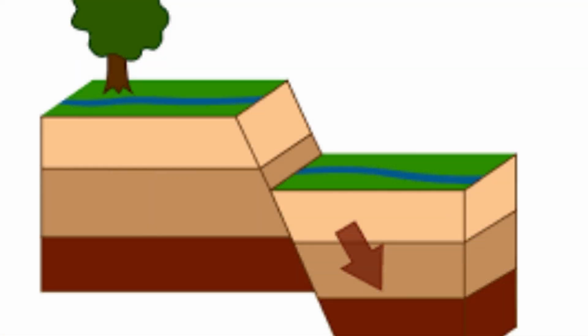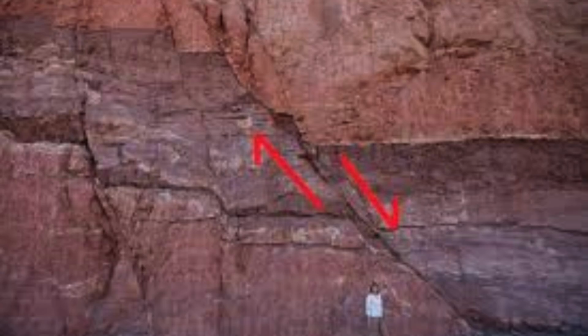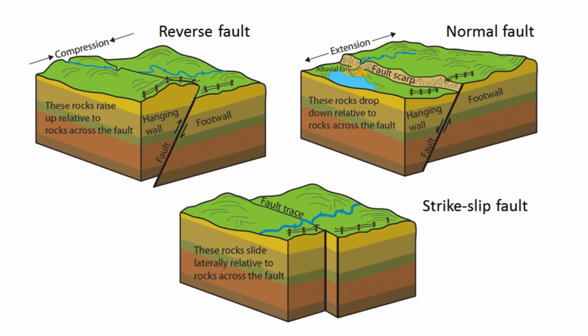Normal faults occur where the crust is being pulled apart by tensional forces. One block of rock slides downward relative to the other, creating valleys, rifts, and fault-block mountains. They are commonly found at divergent plate boundaries, such as mid-ocean ridges or continental rift zones like the East African Rift.